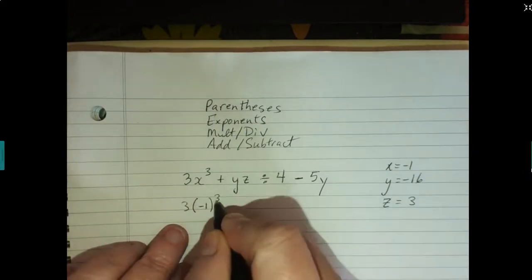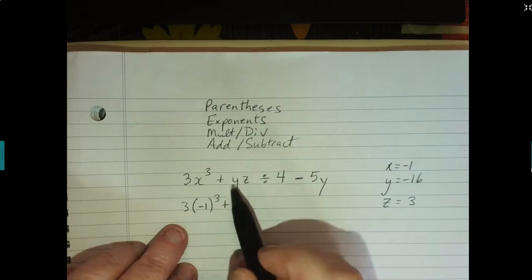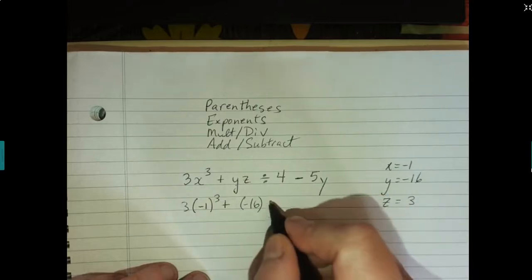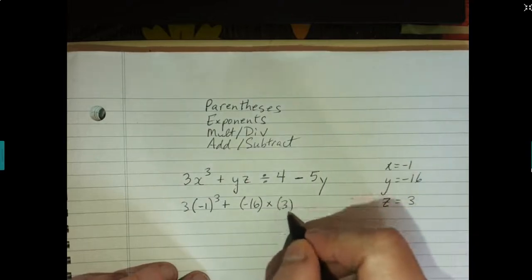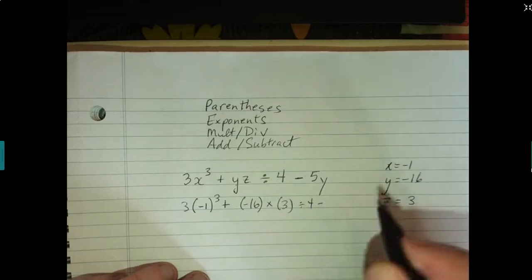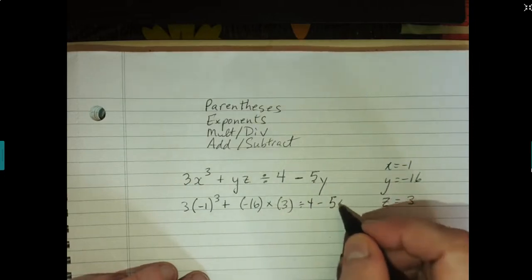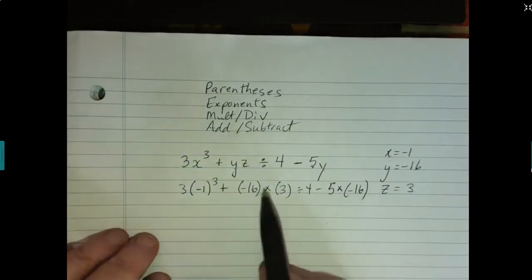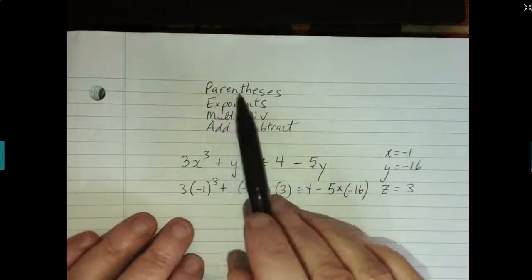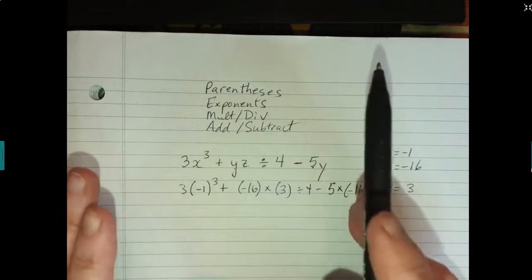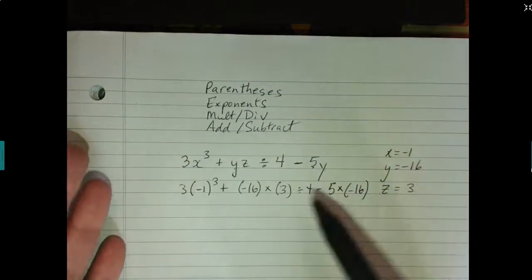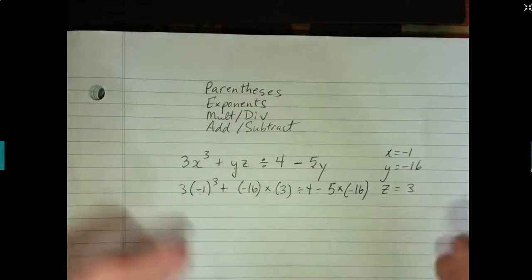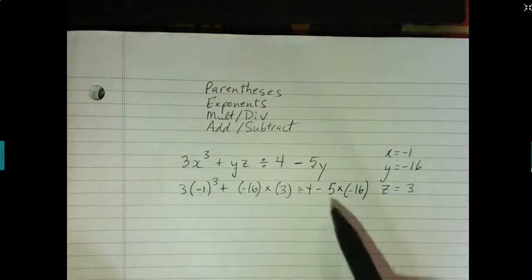Now we have x is -1. And this can be thought of as y times z, so it's going to be -16 times 3, then divided by 4, minus 5 times y, and y is -16. When I'm going through this, we don't have any expressions inside parentheses. If I'd had something like -1 minus 4 inside parentheses, that would be an expression, but I don't have anything to simplify inside these particular parentheses.